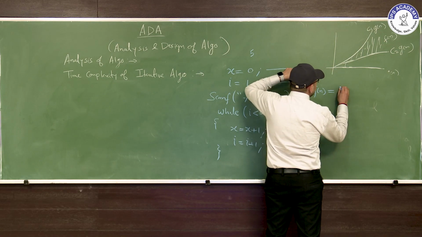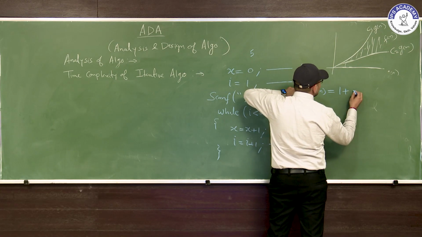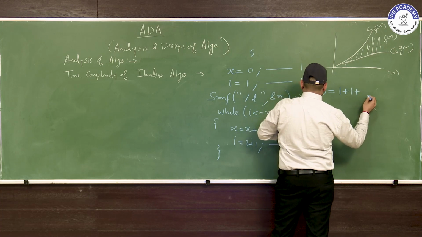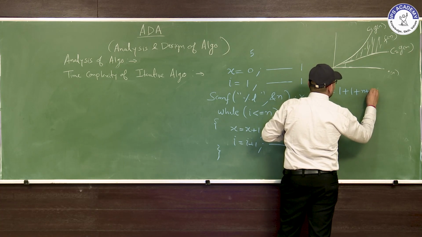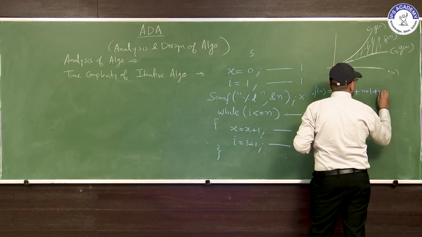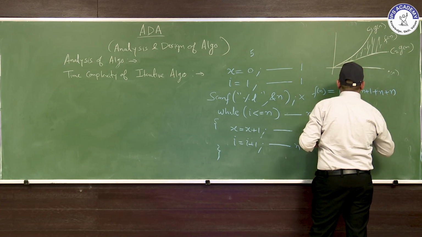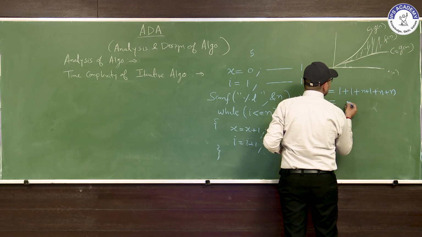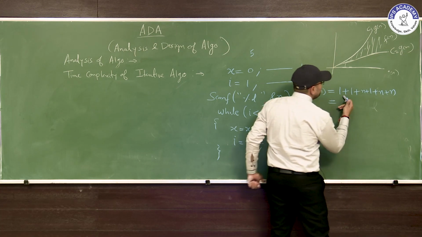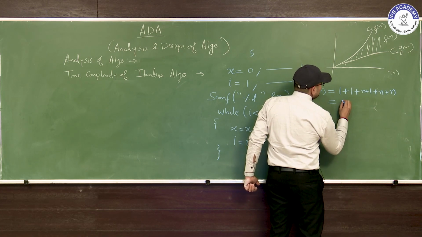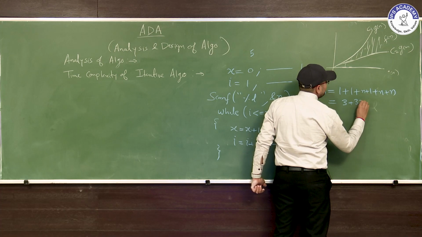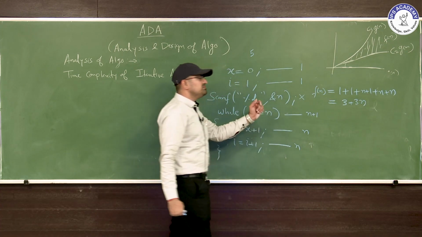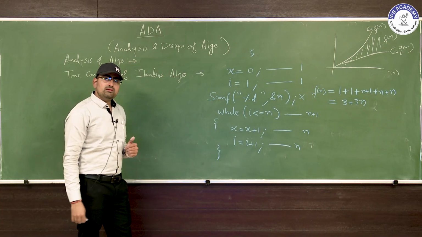So it would be the frequency count of statement number 1, frequency count of statement number 2, and then n plus 1, then n, and then n. So total, the frequency count of the whole algorithm would be 3 plus 3n. So this would be the frequency count of the whole algorithm.